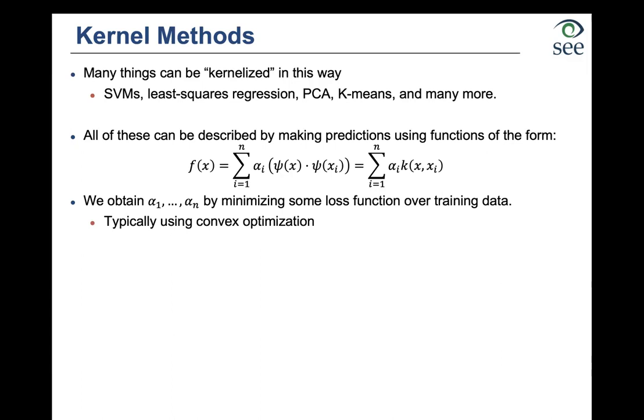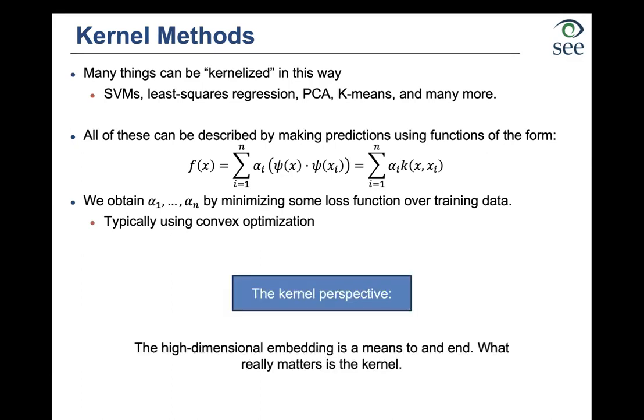Typically in practice, these procedures amount to solving some sort of convex optimization problem over our training data. So the kernel perspective, and I think the real insight of the kernel methods community, is that the high dimensional embeddings for most of these algorithmic procedures are really just a means to an end. What really matters is the underlying kernel.